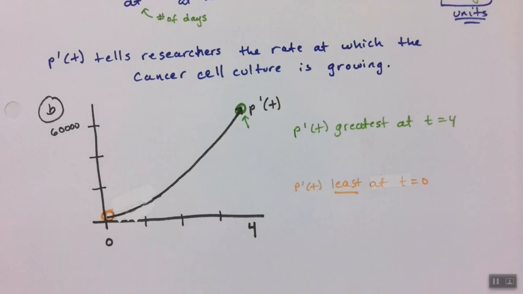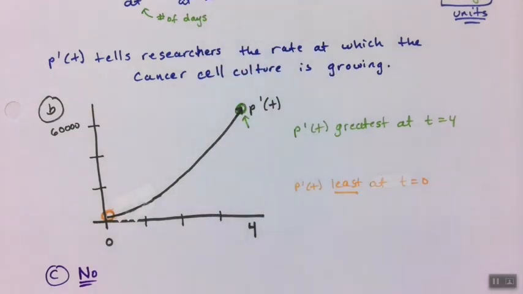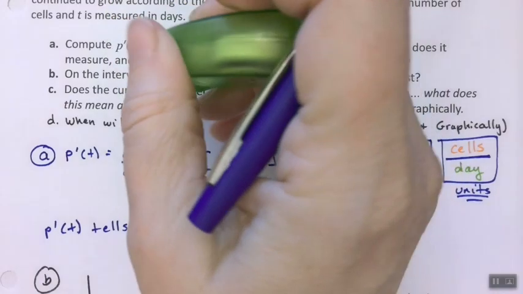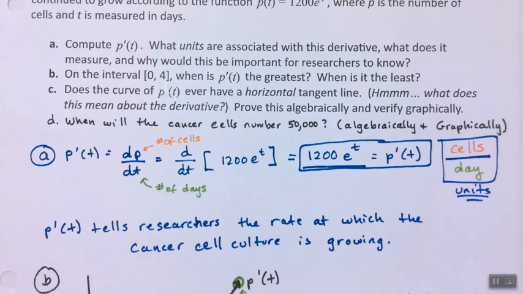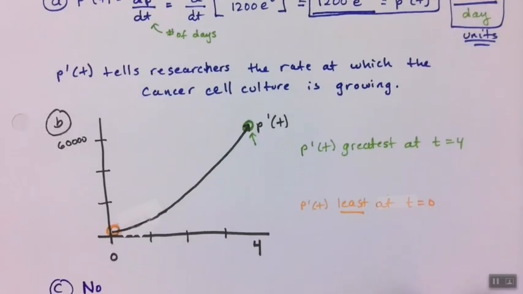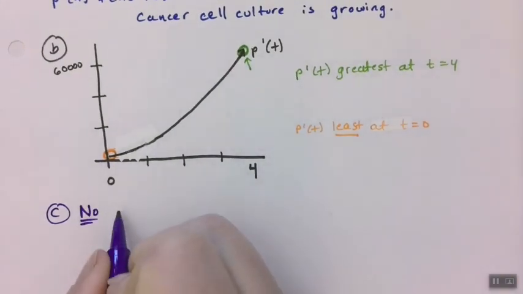So let me write down C. So no, right? To have a horizontal tangent line, does the curve of, I think it's meant to be p of t. I think that's a typo. It doesn't really matter because they're the same function, but let me just fix that. So does the curve of p of t ever have a horizontal tangent line? So no, p of t never has a horizontal tangent line because p prime of t never is 0.